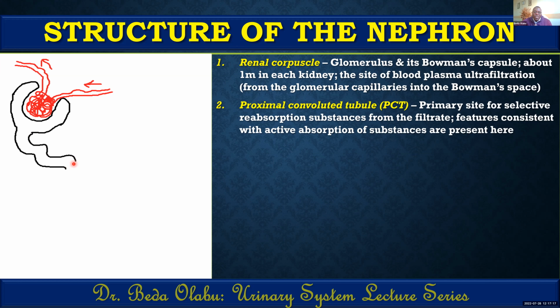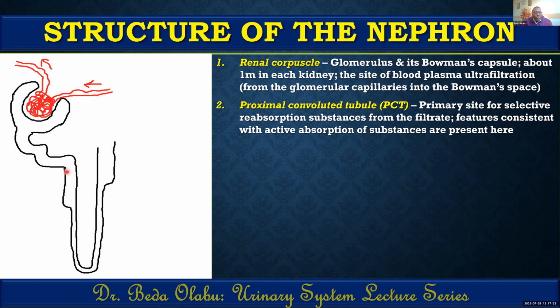It is convoluted to slow down substances as they move along there. Structurally, the cells here have a lot of microvilli to promote absorption. They also have a lot of mitochondria, which help in active transport of various substances. The PCT is the principal site of tubular reabsorption. About 65% of tubular reabsorption occurs here and can even go to 100% for some substances.